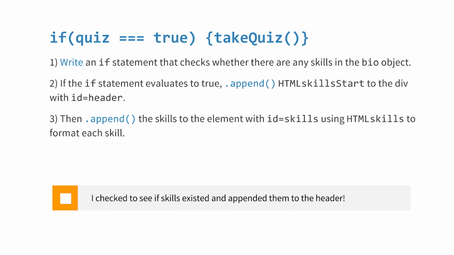Write an if statement that checks whether or not there are any skills in the bio object. If there are skills, the if statement should evaluate to true, and then append HTML skills start to the div with ID header. Once that's done, append each skill to the element with ID equals skills by formatting them with HTML skills. You can find HTML skills in helper.js if you're interested what it looks like. When you've finished up and you can see the skills on the page, check this box.